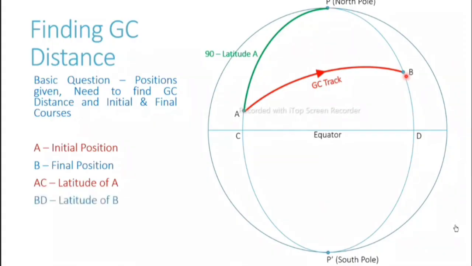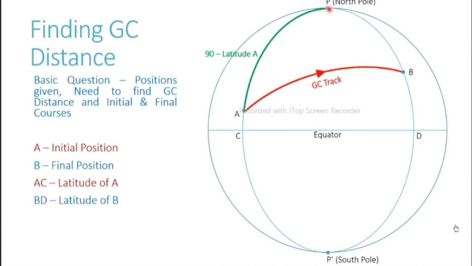Okay, now going by the same principle, you see Bravo to Delta, B to D, is the arc of the meridian contained between the equator and position B. So again, this is the definition of the latitude. So the arc Bravo to Delta represents the latitude of my final position B.